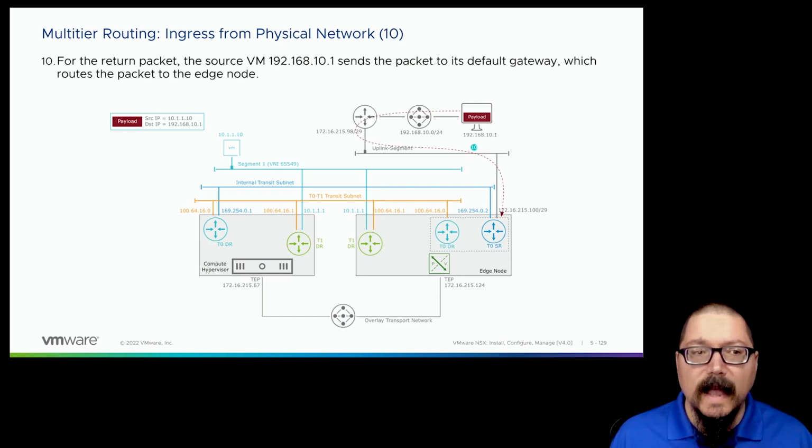Now, if we look at what happens when the packet comes back in, the packet gets back to NSX, because 192.168.10.1 replies to 10.1.1.10.